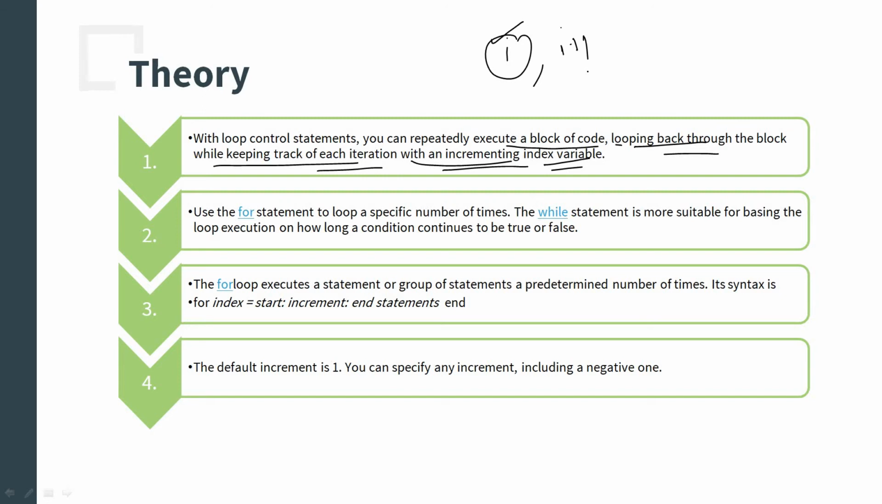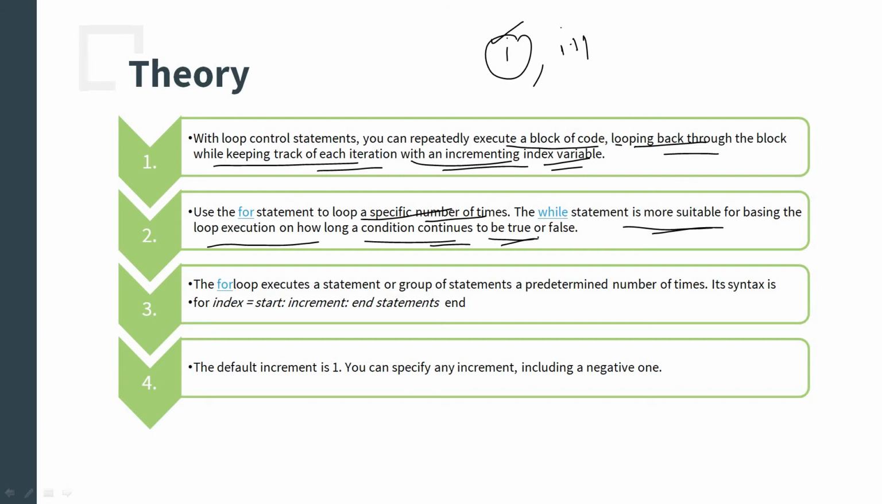So use the for statement to loop a specific number of times. If you want to loop a specific number of times, you can use the for statement. The while statement is more suitable for basing the loop execution on how long a condition continues to be true or false. So if you want to look at how long the condition will be true, or you want to check something, then you use the while statement. And if you want to put your program onto a loop, then you will use the for statement.